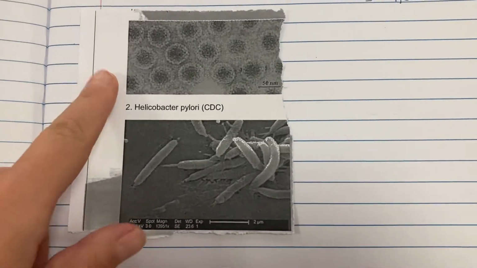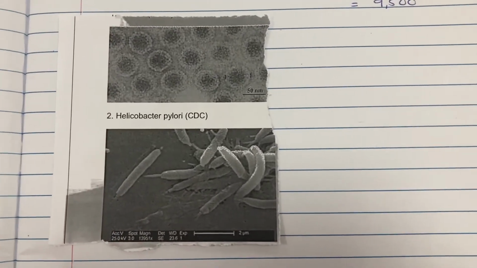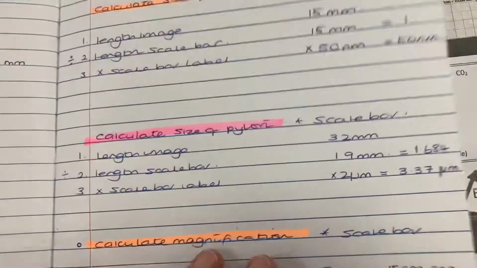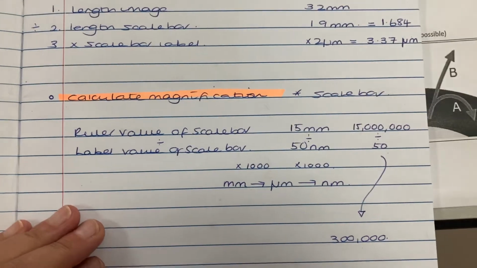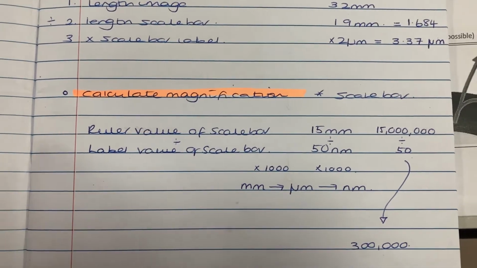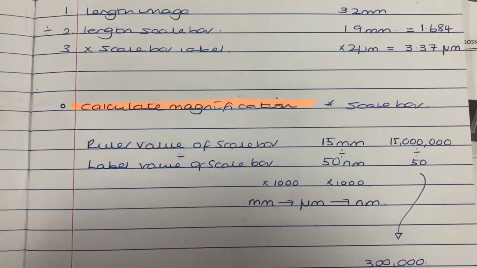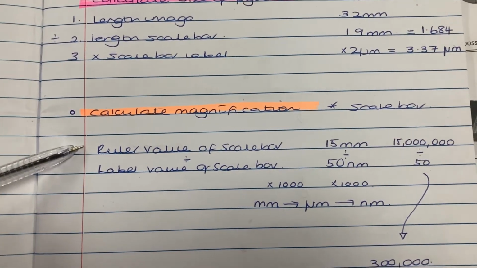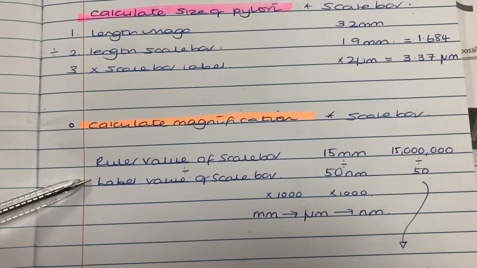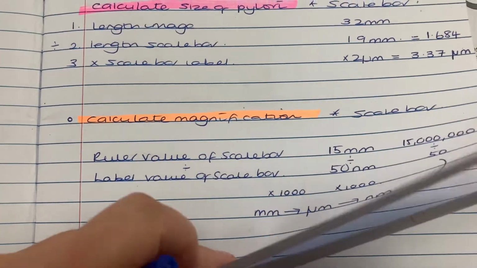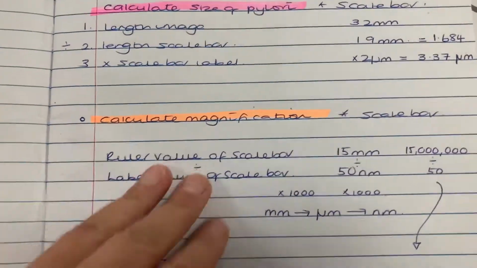Looking at the structure at the top for the Virion, again, we're going to do two things: calculate the magnification and calculate the size. So in calculating the magnification, we have a scale bar. So we take the equation, the ruler value of the scale bar, measure it yourself, and the label value of the scale bar.